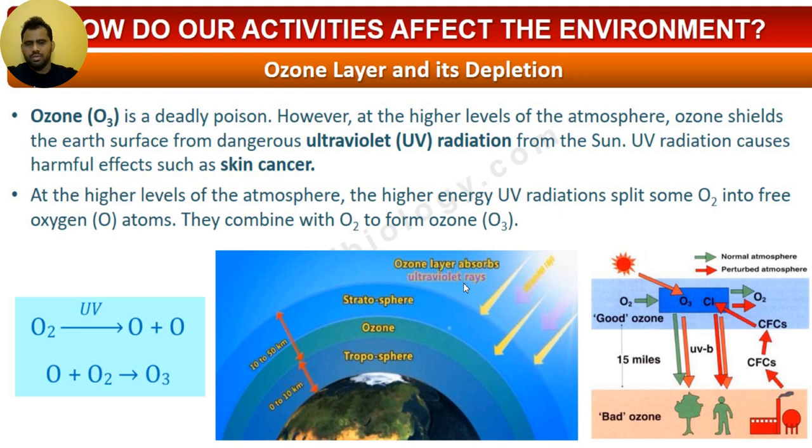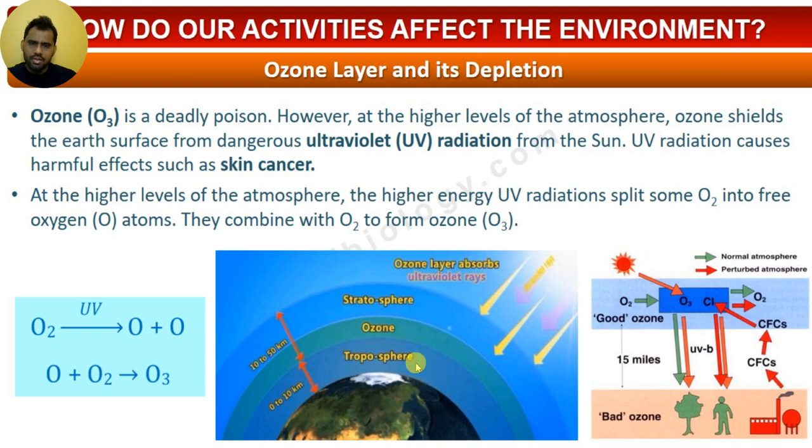See, the ozone layer absorbs the ultraviolet rays. There are different layers of the atmosphere: troposphere, stratosphere, ozone, etc. The troposphere is 0 to 10 kilometers outside Earth. From 10 to 50 we have the stratosphere and ozone. So what will the ozone layer do?